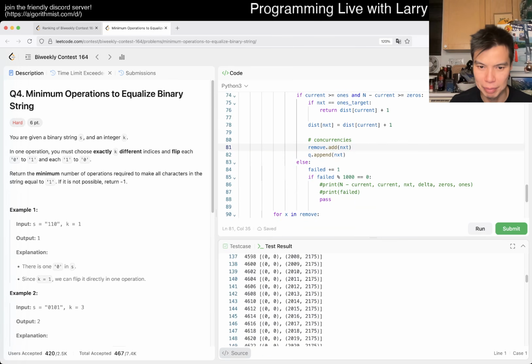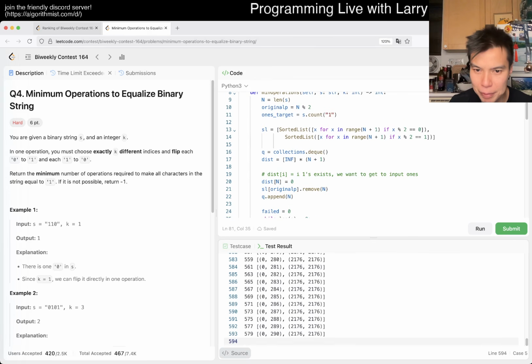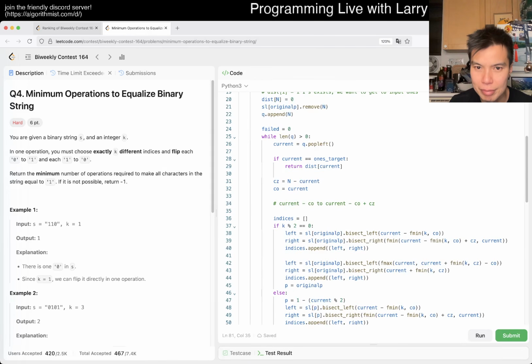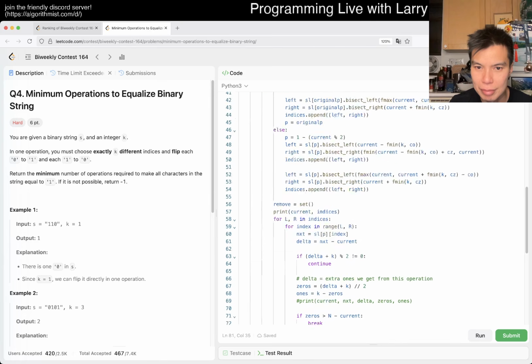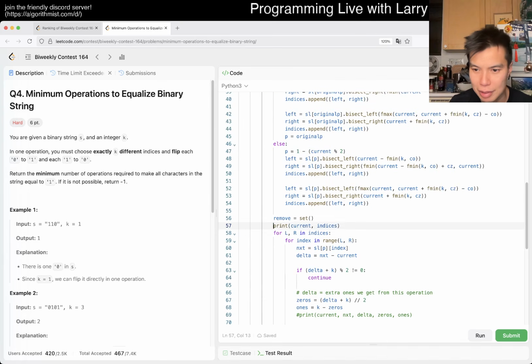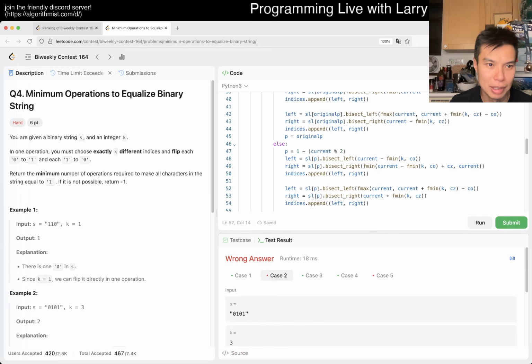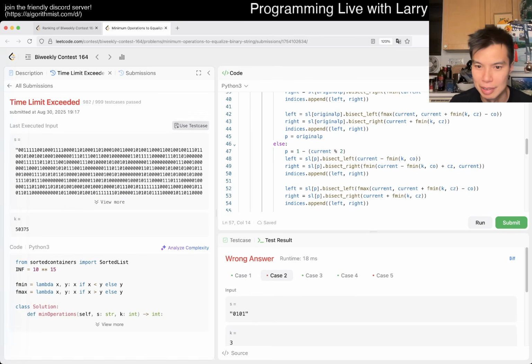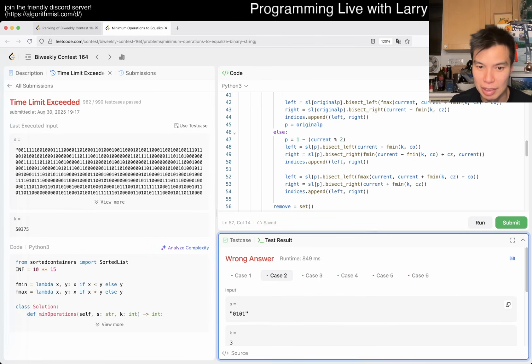Okay, that's too much printing, but is it the right answer? Okay, we don't know because there's too much printing. Where is my, oh, here it is. Ah, okay, right answer. And oh, blazing time. I don't know if it's right, but it's blazing time. Let's see if it's right for this one, or at least fast enough for this one. It is the wrong answer though.